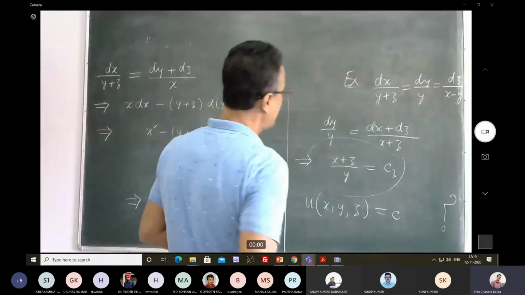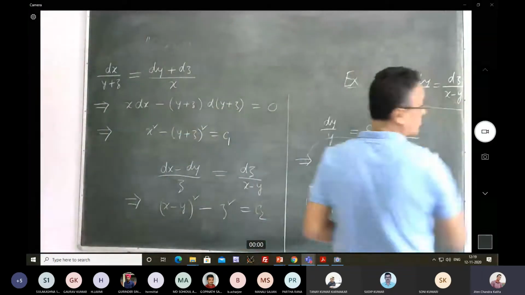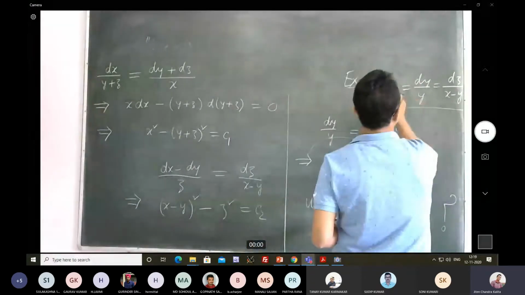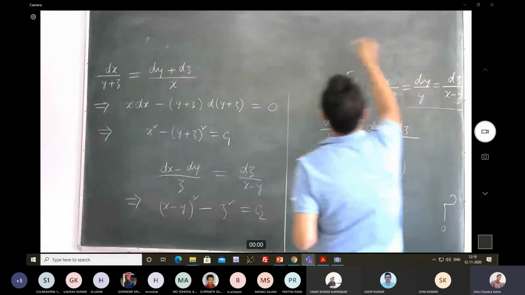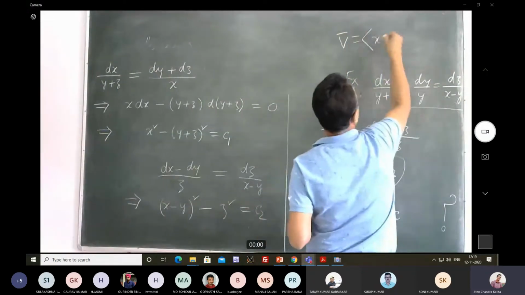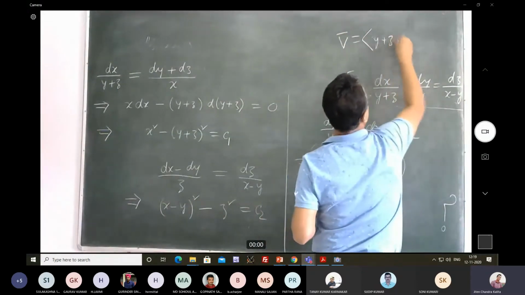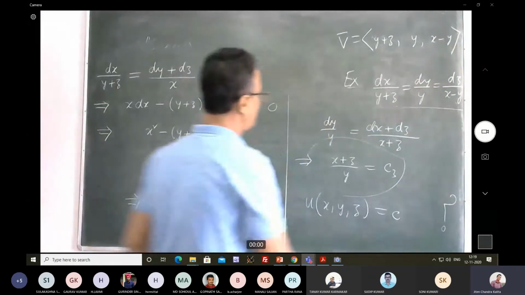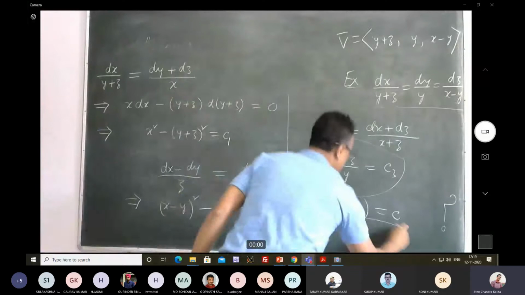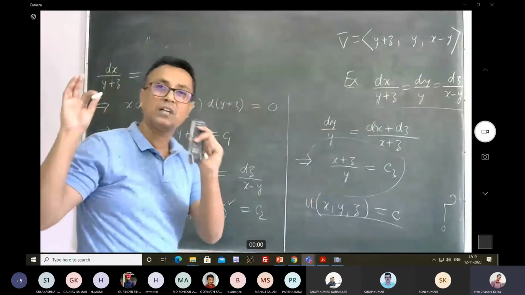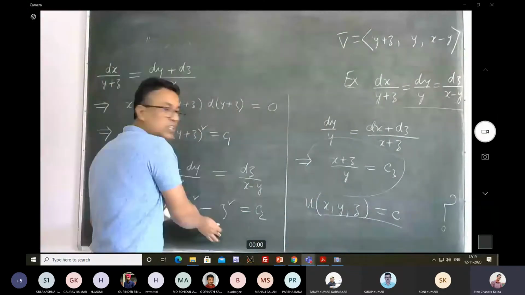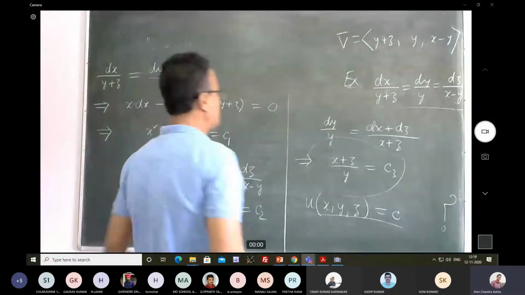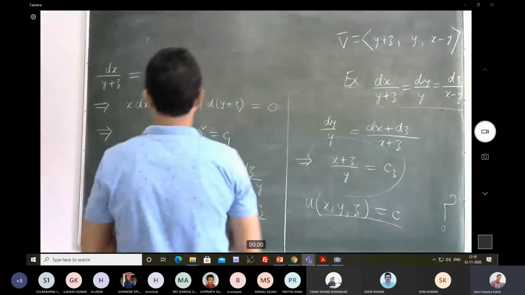So now, if I look back at my original equation, suppose I use y plus z, y, and x minus y as components of some vector field. Okay, so now let us simply use this. I can guarantee you that you will be able to draw the same conclusion from these two also. I am using this because it is similar to the one we worked out.